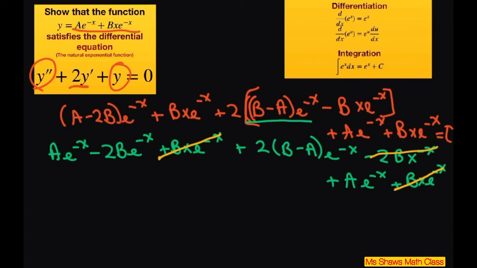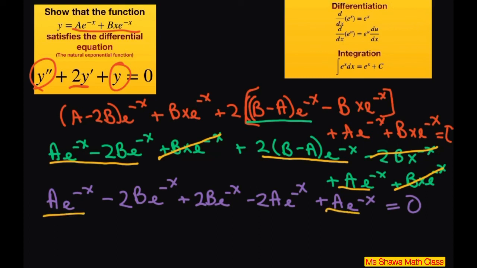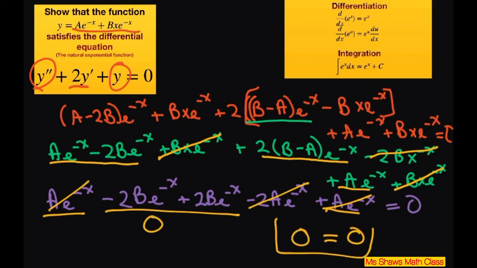So now we're left with these. Let's write that out. A e to the negative x minus 2b e to the negative x, plus 2b e to the negative x minus 2a e to the negative x plus a e to the negative x. And that should equal 0. All right, now let's see what we can do. So we have 1, 2 here, so that cancels out with this negative 2. The b terms cancel as well, and then this is clear. This equals 0. So we did get 0 equals 0. And luckily, we got it right.